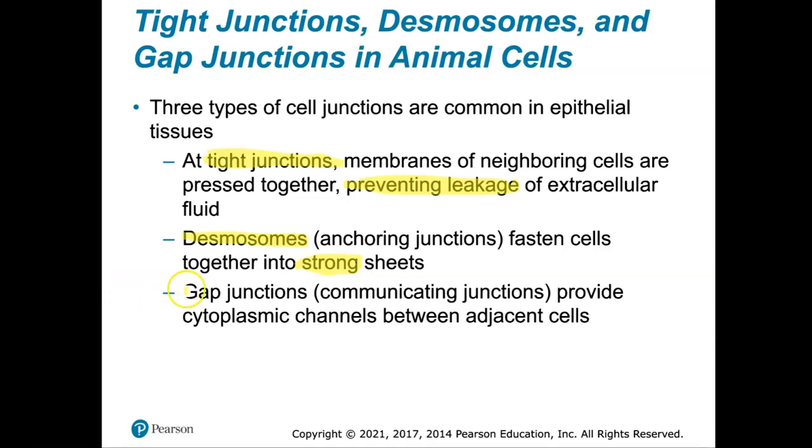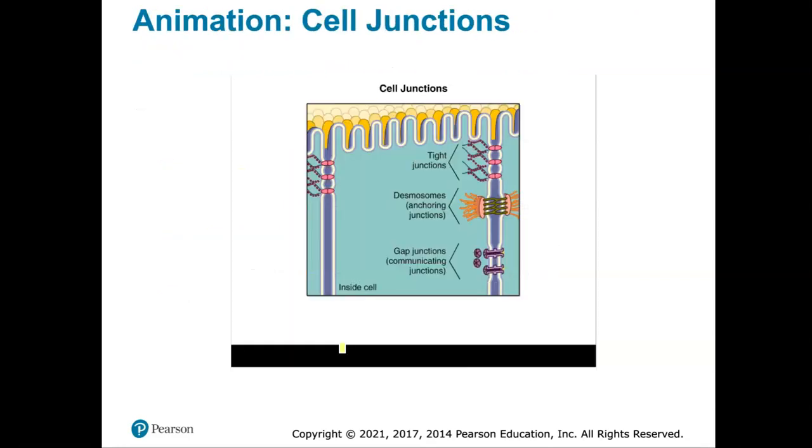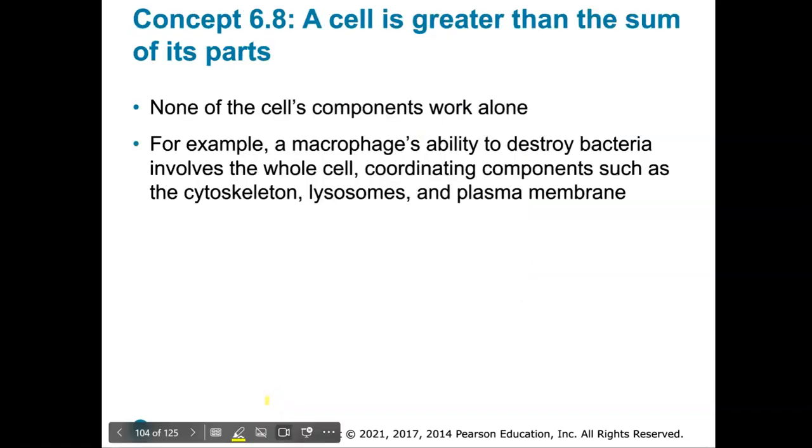Gap junctions are kind of like plasmodesmata, but we find these in animal cells and animal tissues. Gap junctions connect the cells, but they have channels that allow ions to pass from cell to cell. There's an animation on cell junctions, and that's slide 103.